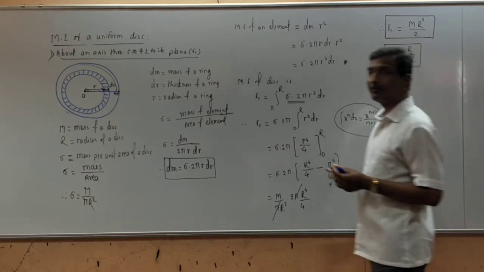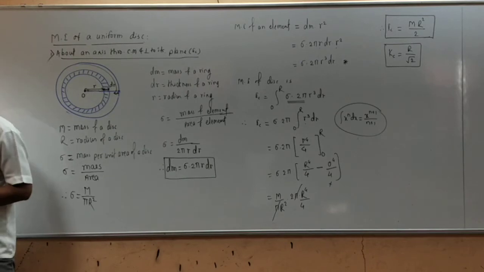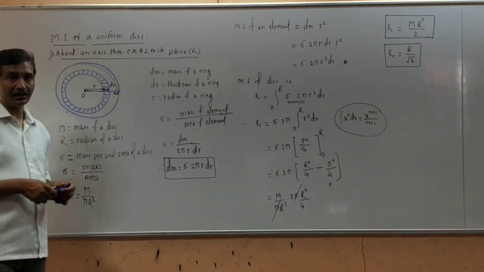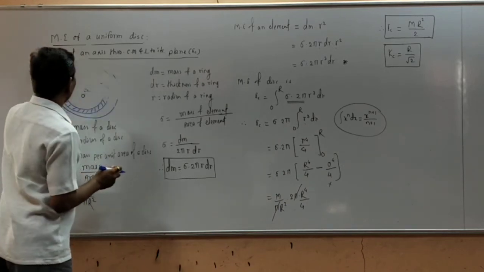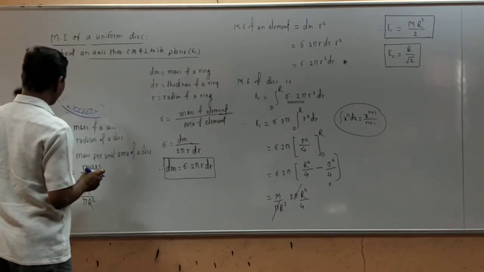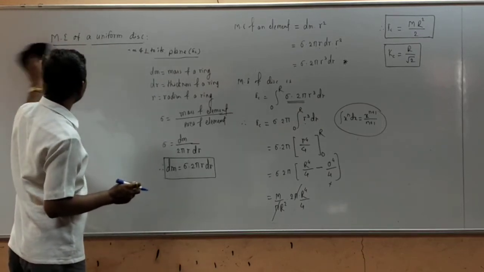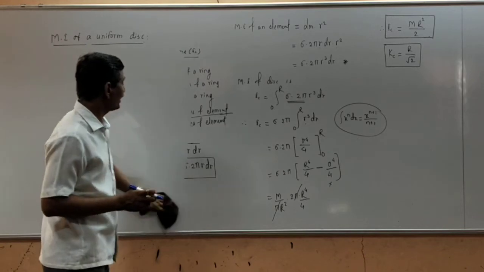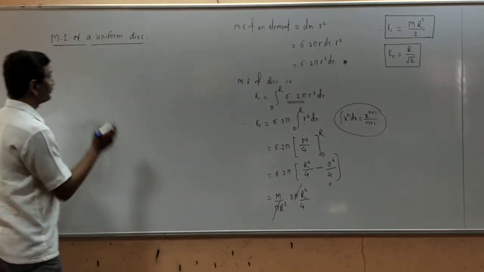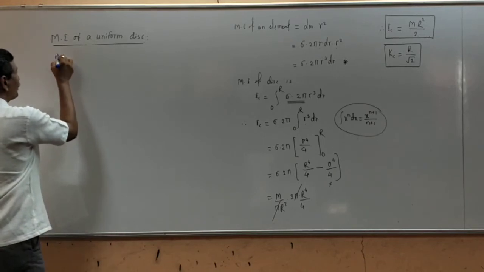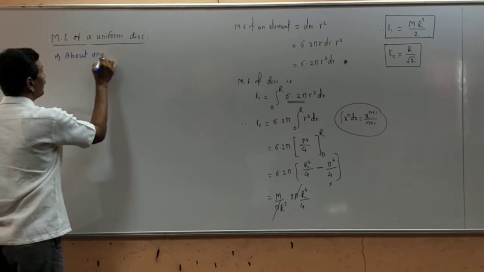Now we follow the same process as that of the ring. The second case is the moment of inertia of the disc about any diameter. So which theorem is applicable here? Take two diameters which are perpendicular to each other. That is why the perpendicular axis theorem is applicable. So case number 2, about any diameter.